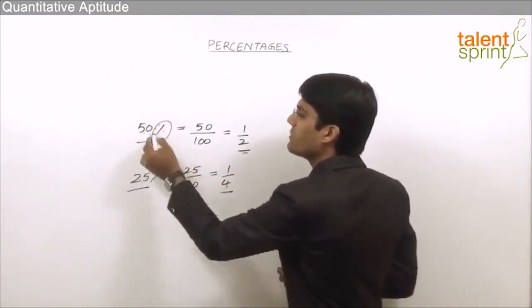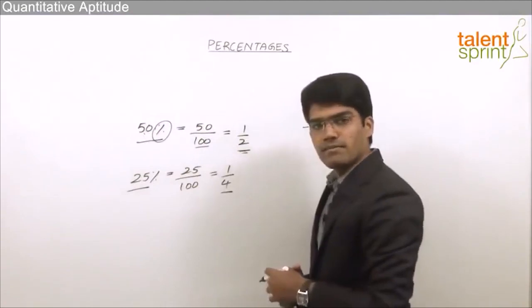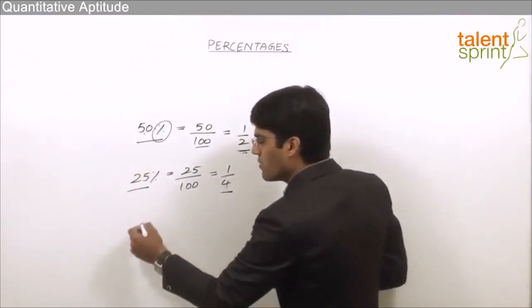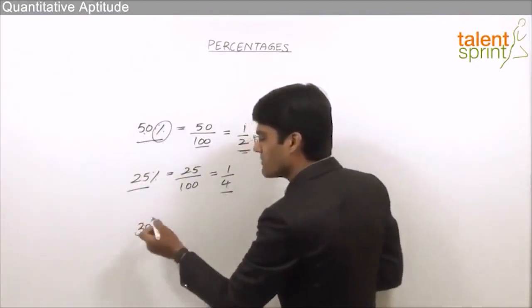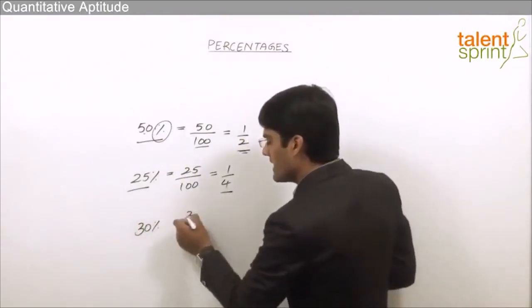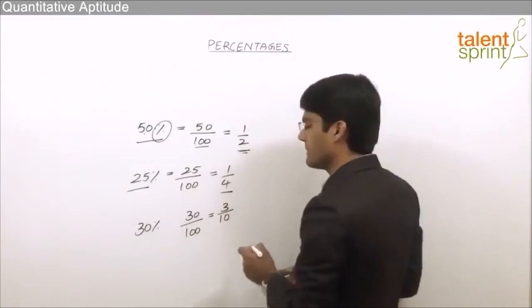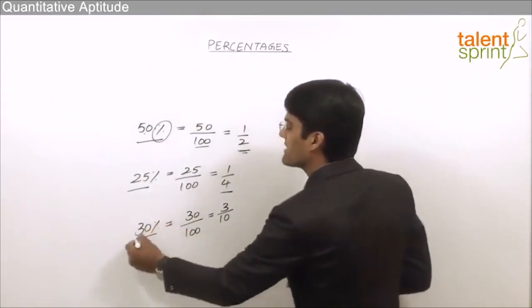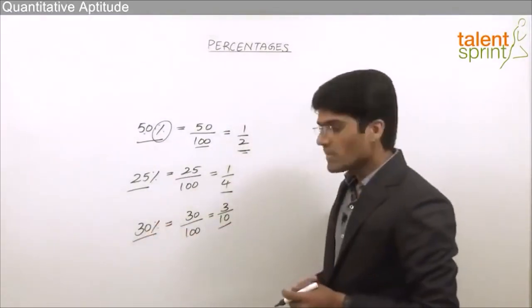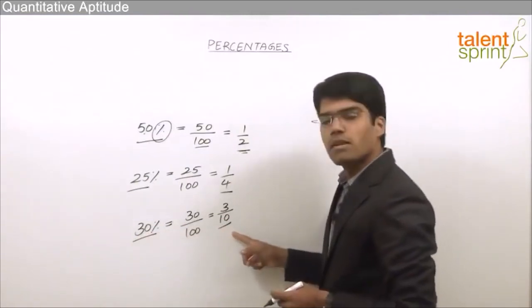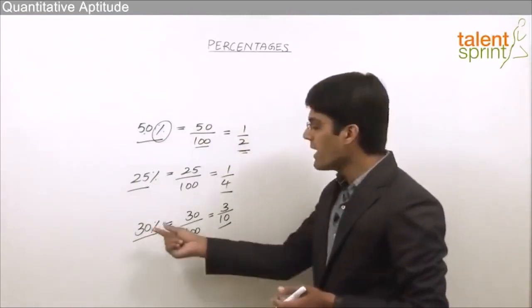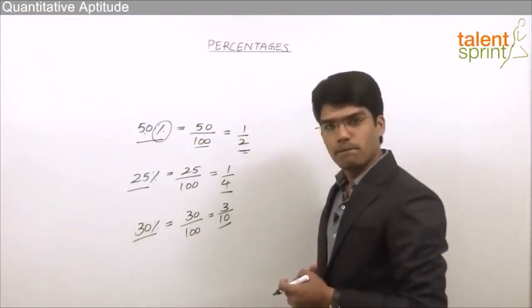We need to divide the percentage value by 100. Let's say we have to find out how much is 30% in terms of fraction. So simply we can take 30 divided by 100, and by simplifying this we get 3 by 10. So we can say that 30% is equal to 3 by 10. So a percentage here has been converted into a fraction simply by dividing the given value by 100.